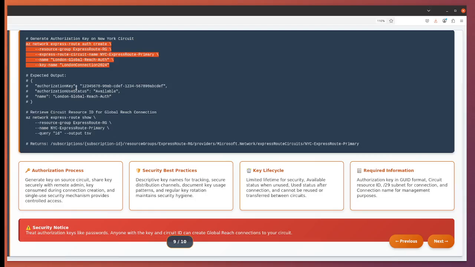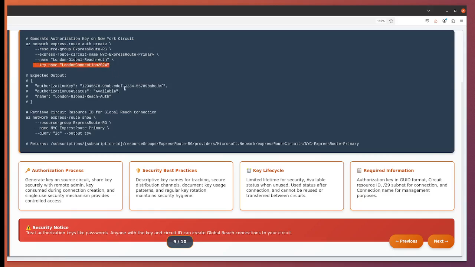Key management best practices include limited lifetime, meaning keys expire automatically for security. Single use, where each key is consumed when used. Secure distribution, which involves sharing keys through secure channels. And documentation, to track which keys are used for which connections. In our example, we're generating a key on the New York circuit that will be used to authorize the connection from London. The key name should be descriptive to help with management.